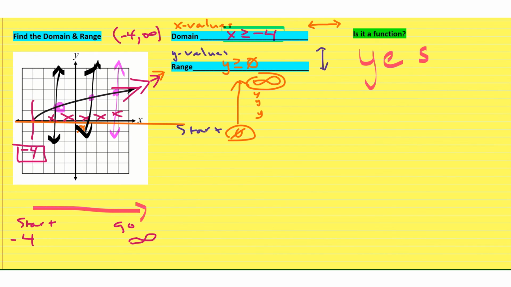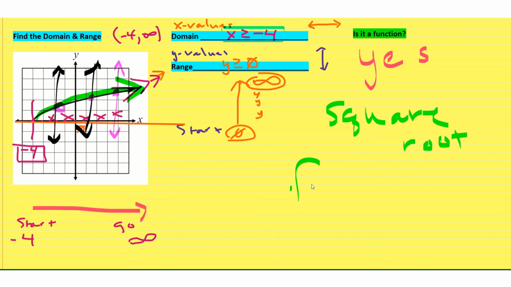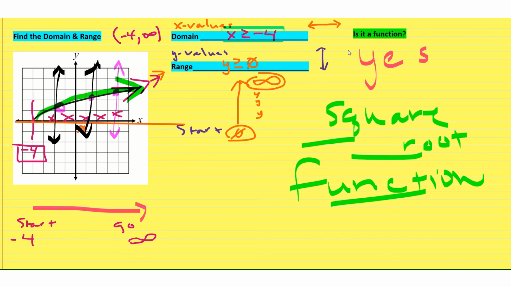And just for future reference, this kind of function that looks like this is called a square root function. Square root functions are always functions. So yes, it's a function. Okay, hopefully that helps.